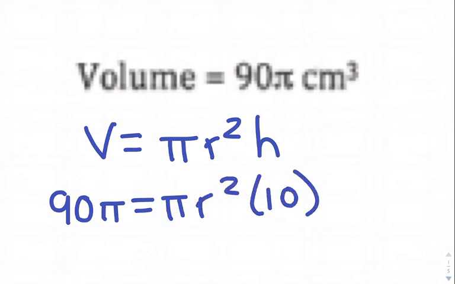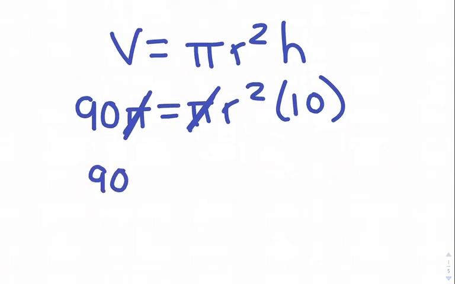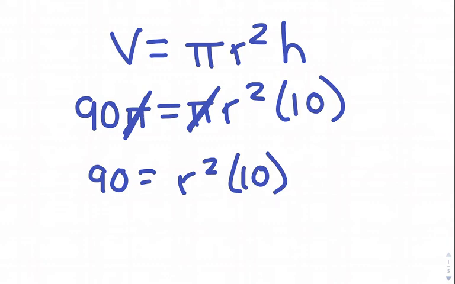So if you notice here, we have a pi on both sides. That means they cancel out. So whenever you have pi on both sides, they cancel out. So I can rewrite this as 90 equals r squared times 10. So I'm going to divide both sides by 10 to get r squared alone. So I get 9 equals r squared.